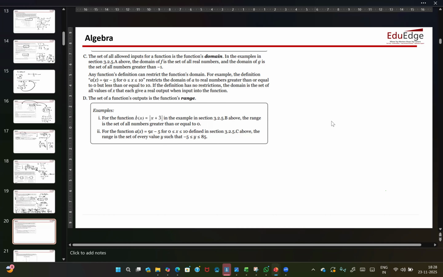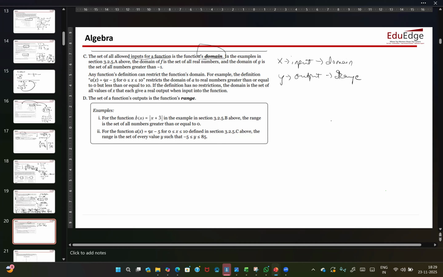What is domain and what is range? The set of all allowed inputs for a function is called the function's domain, and the range is the set of outputs. Input is domain and output is range. What do I mean by that? It means your x is the domain and y is the range.